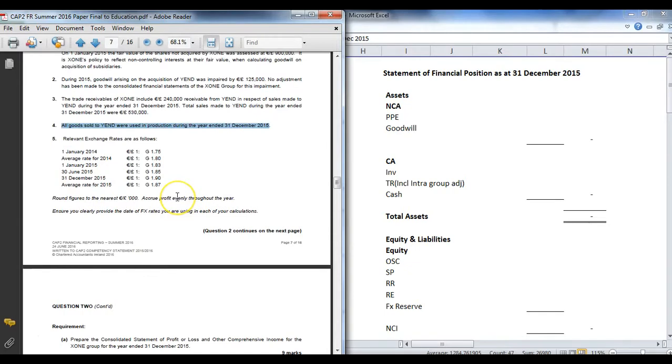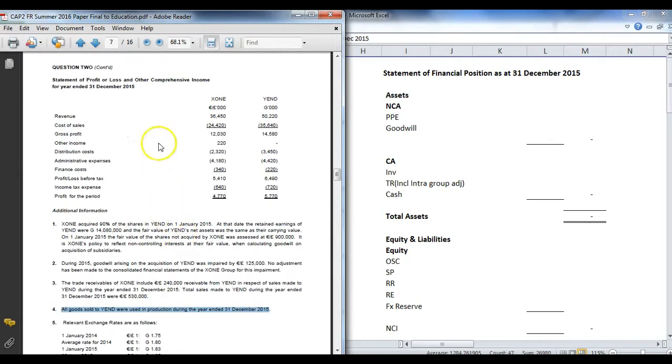Alright, that's really the first step, is to understand the requirements and have a quick note down. What's the structure? Well, it's one parent, one sub. There is an NCI, and it was purchased in the current year. So there's no messing with prior year foreign exchange differences.